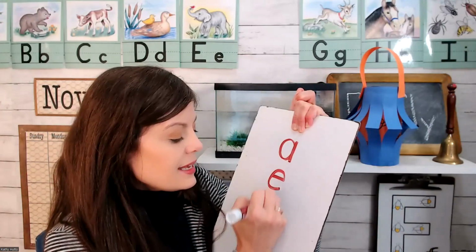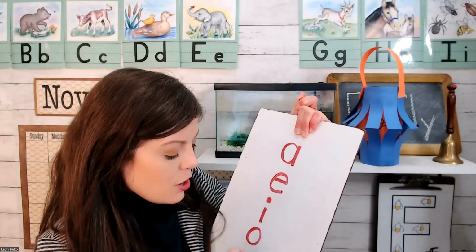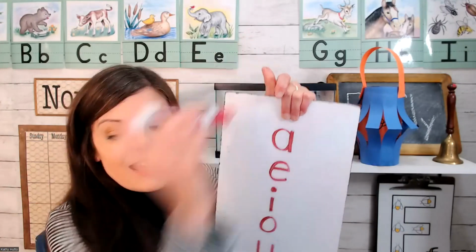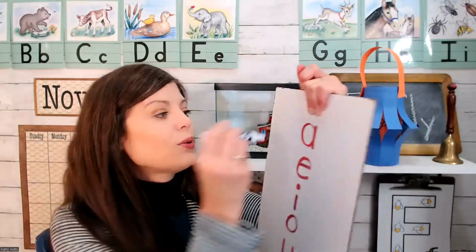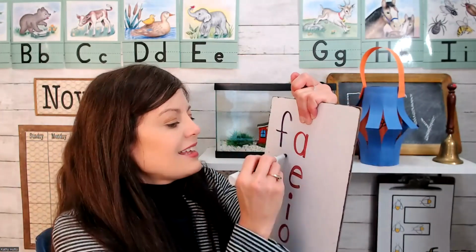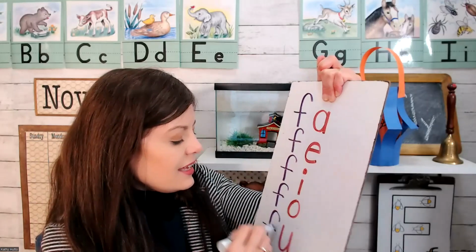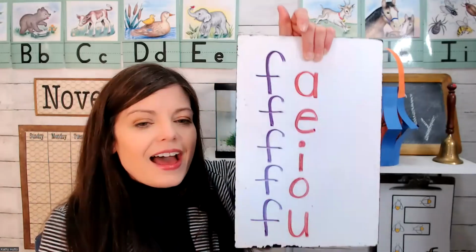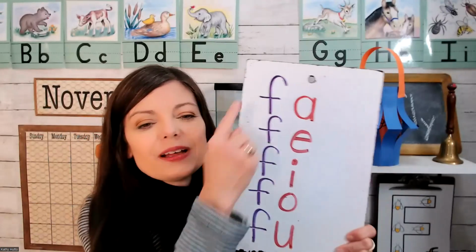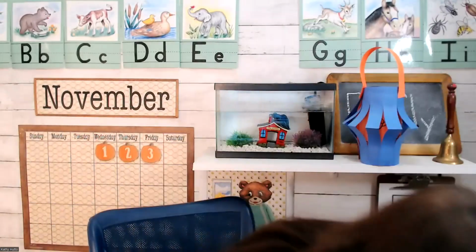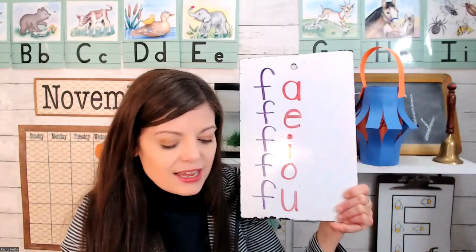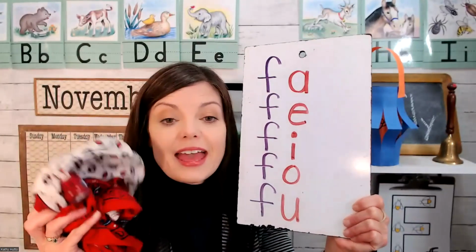A, E, I, O, U. A, E, I, O, U. A, E, I, O, U. These are the vowels. Well, we put letter F in front of each of these vowels, and we're going to blend the sounds together. Let's start with A.